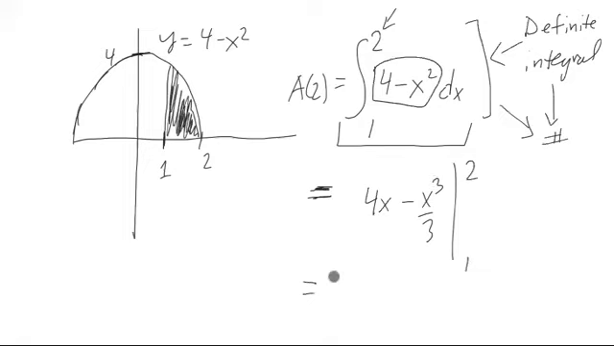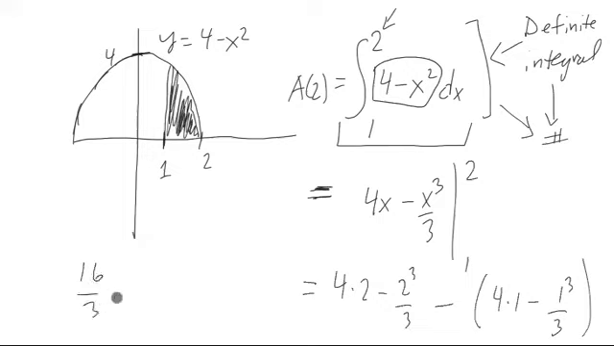So we end up getting 4 times 2 minus 2 cubed over 3, subtract, and then we plug in 1 in here. So we get 4 times 1 minus 1 cubed over 3. And the result is we get, let's see, so this is 8 minus 8 thirds. So it's like you're taking 2/3 of 8 right there. So 16 thirds, if you will.